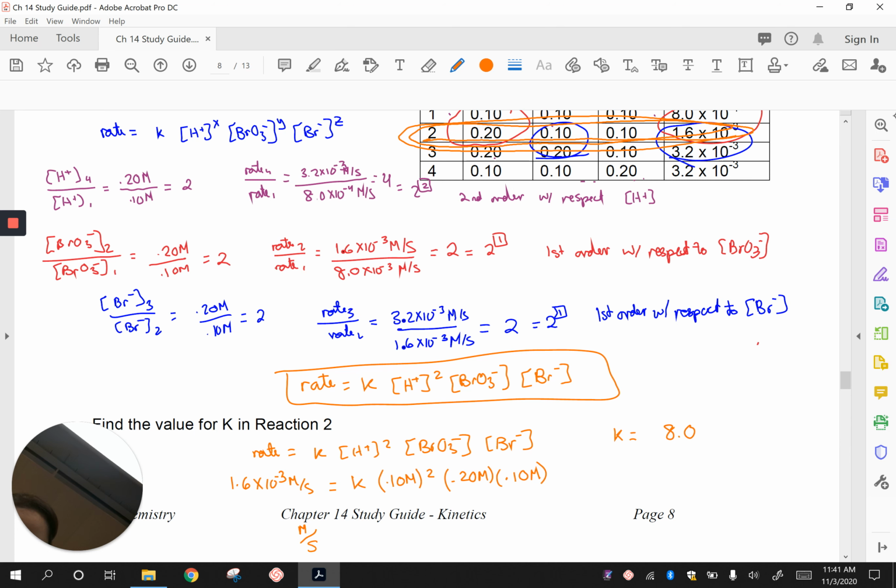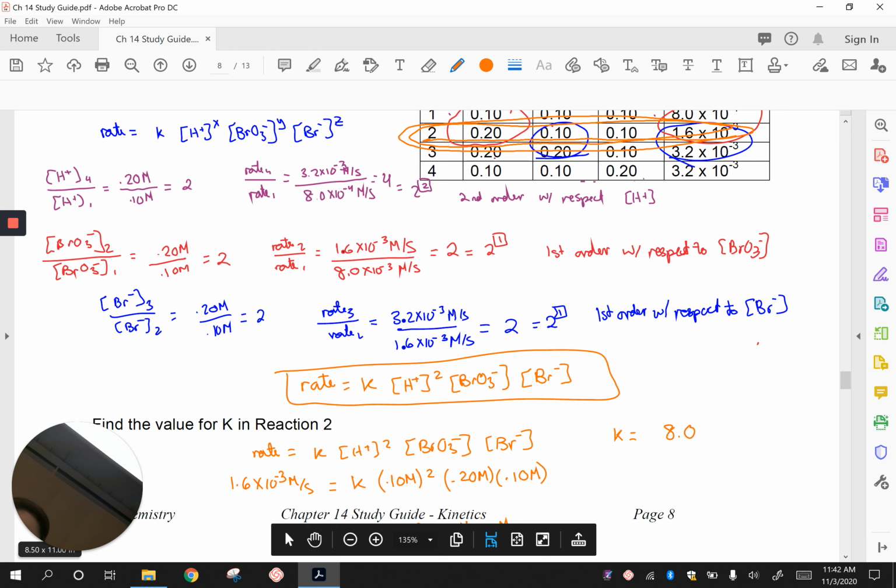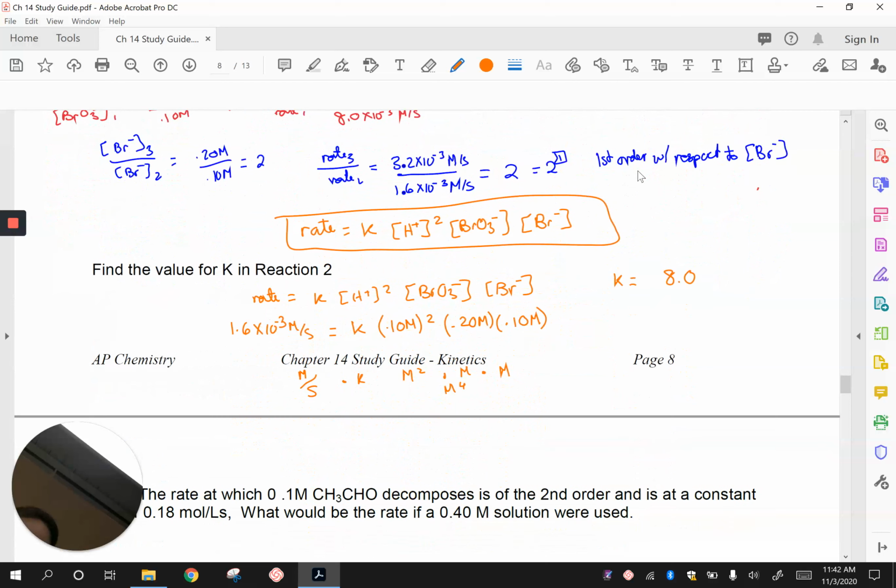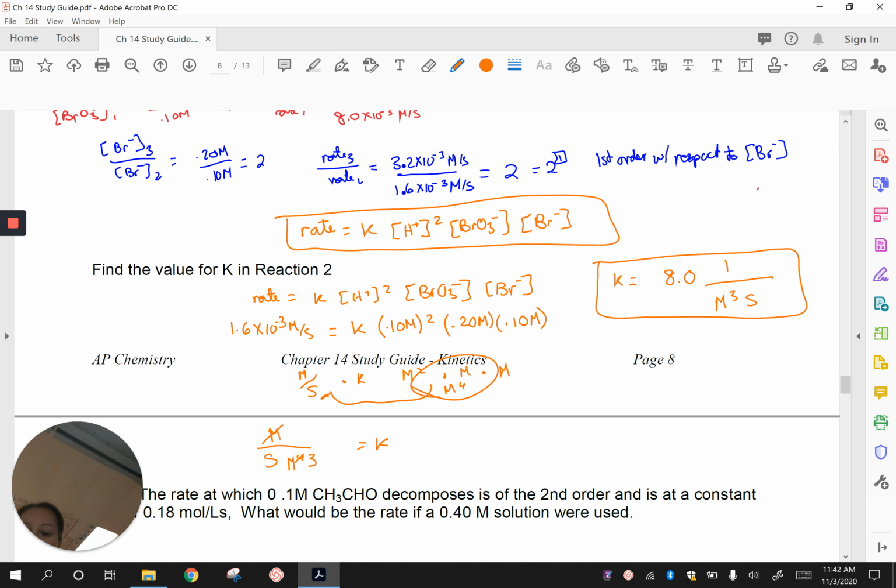So this is molar per second times K. This is molar squared times molar times molar. And so this is really molar to the fourth, right? So then I can say K is equal to molar over second, and I move these to the bottom here. So this becomes third. So it is 1 over molar cubed seconds, and that is my answer.